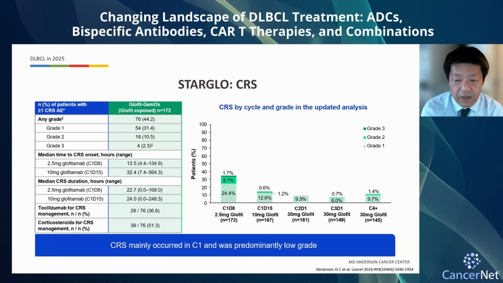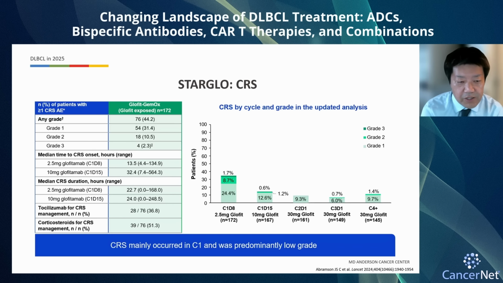This is the main side effect of the bispecific antibody, cytokine release syndrome. As you all know, cytokine release syndrome was manageable. The pattern was very similar to single agent glofitamab. Most CRS events occurred during the first dose, so cycle 1, day 8. And then the majority are grade 1, typically presenting just as a low-grade fever and well-controlled with supportive care.